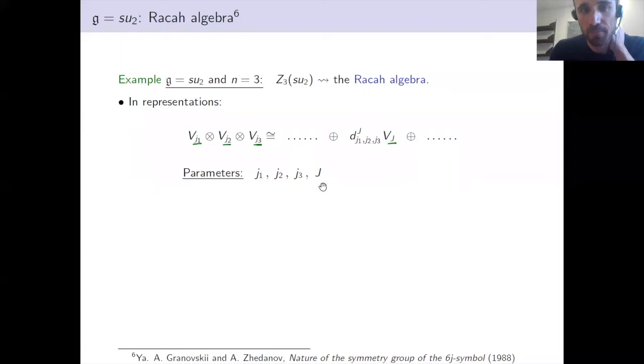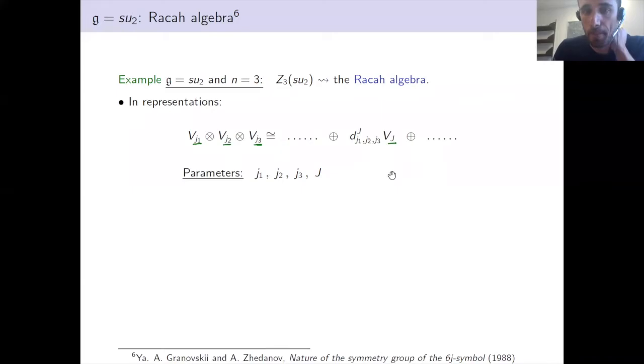So SU2, three representations. As you probably know, irreducible representations of SU2 are indexed by a half integer spin. So let me take three of them, j1, j2, j3. And of course, it's going to be written as a direct sum of representations. So let me take a fourth one, and it will appear with some multiplicity. So the parameters of the algebra, there are four, the four spins that you have selected here.